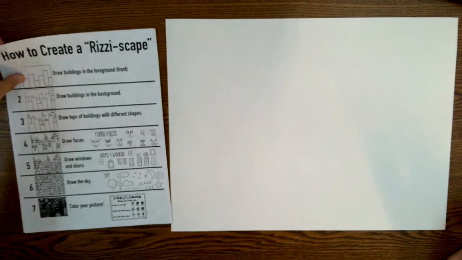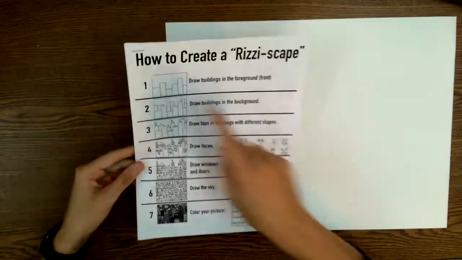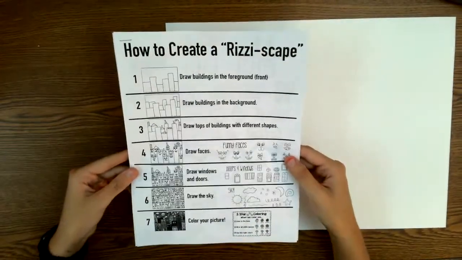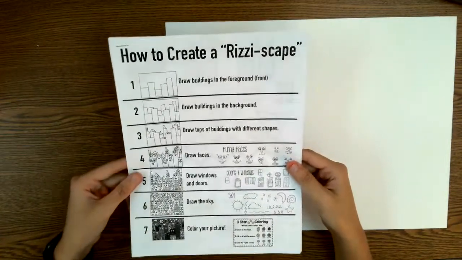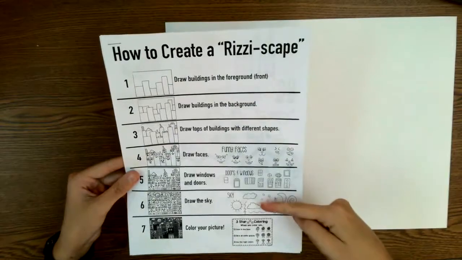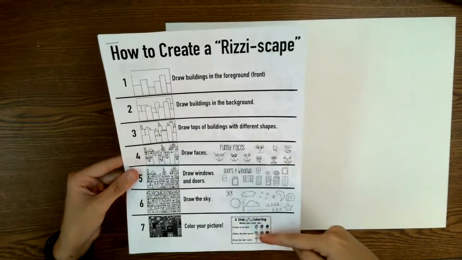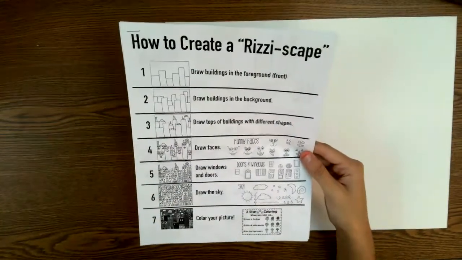Okay, so before we get started, I want to explain this handout really fast. It says how to create a Rizzi scape on the top, and it gives you the 7 steps on how to create our landscapes. We're going to get to step 6 today. We're not going to get to step 7, which is color. We're going to do that next time.